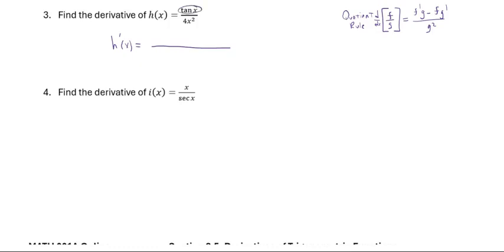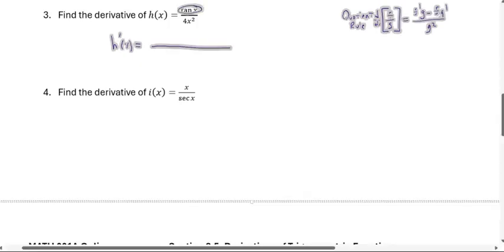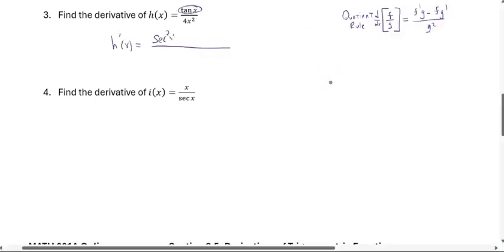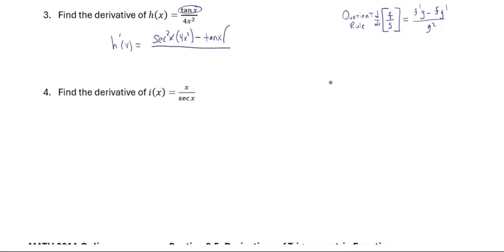Now you can look at your printout here, but the derivative of the tangent of x would be secant squared x, times g, that's just the bottom function as is, that's 4x squared, minus the top function as is, tan x, times the derivative of the bottom function, we'll use the power rule, that's 8x, all over the denominator squared. Again, you'll clean this up.